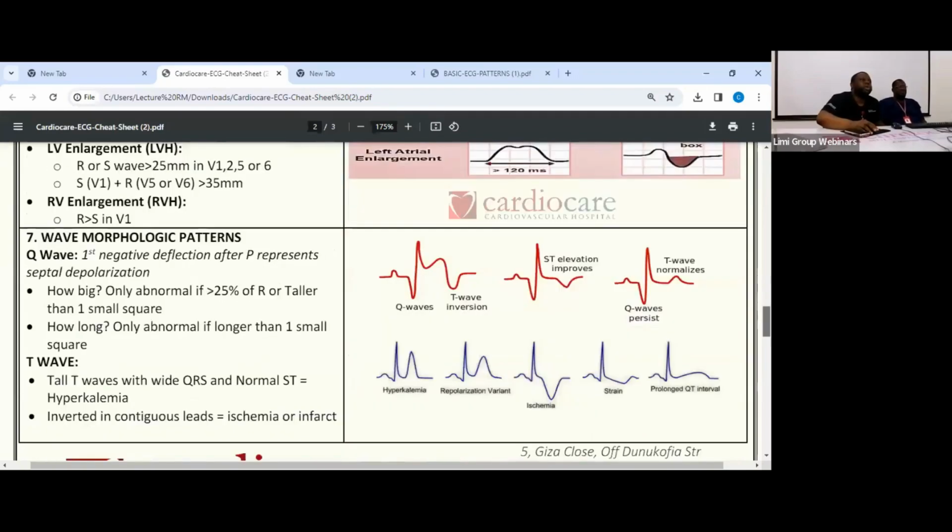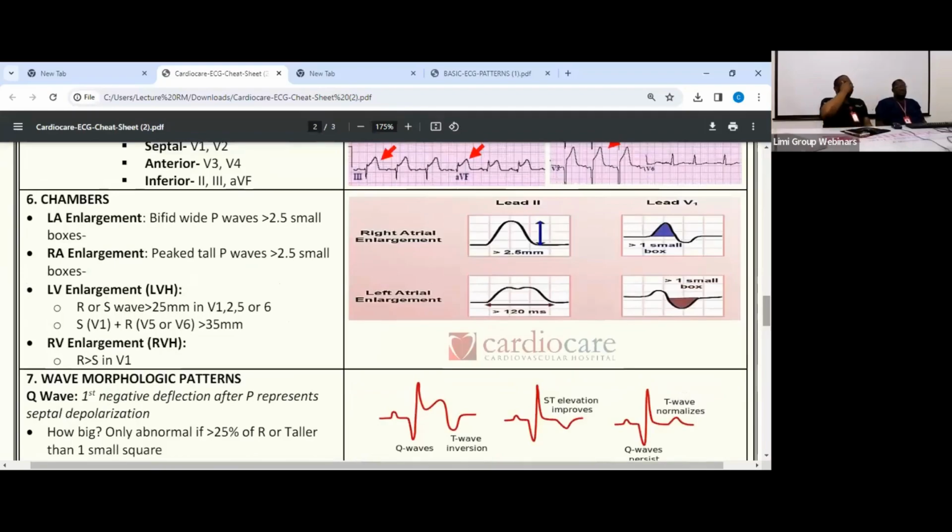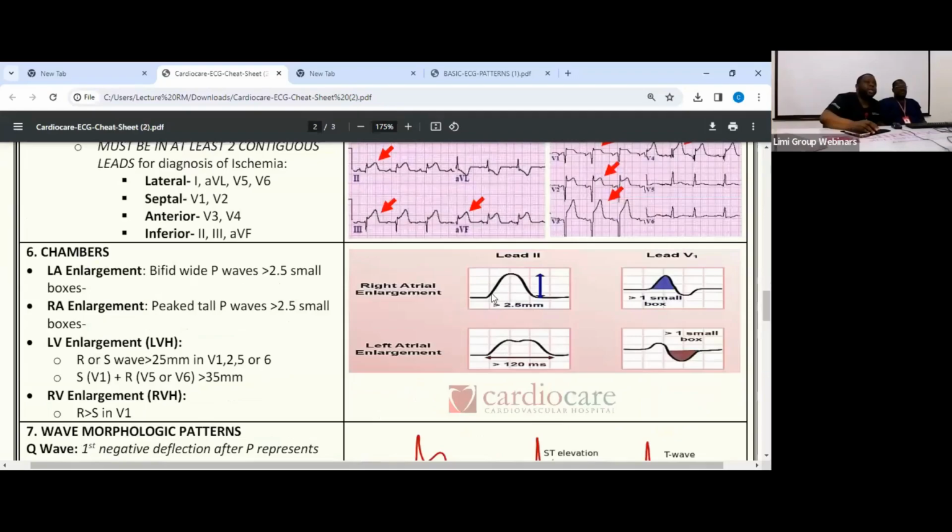So we are coming down. Now we come to enlargement. On enlargement, should we bother about it? Maybe we should just talk about the atria. For the atria, we just look: if the P wave in lead 2 is very tall, more than 2.5 small boxes, we say the right atrium is enlarged. And if it is very wide, more than 3 small boxes, we say the left atrium is enlarged. Period.